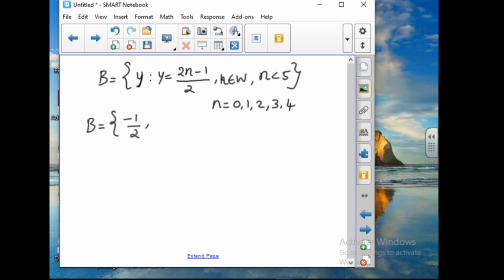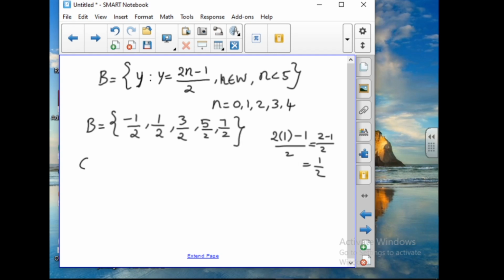Then if you apply 1, 2 into 1 is 2, 2 minus 1 is 1, that is equal to 1 by 2. Like this you have to find. Then 3 by 2, 5 by 2, then 7 by 2. These are the values of the B set.